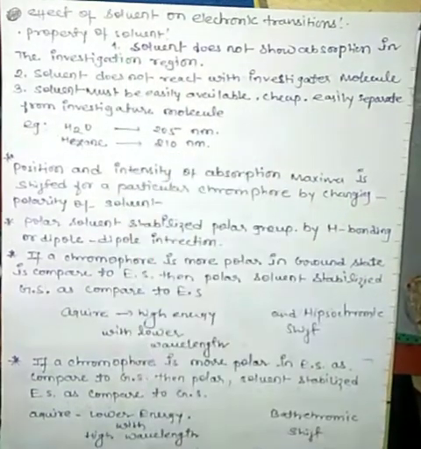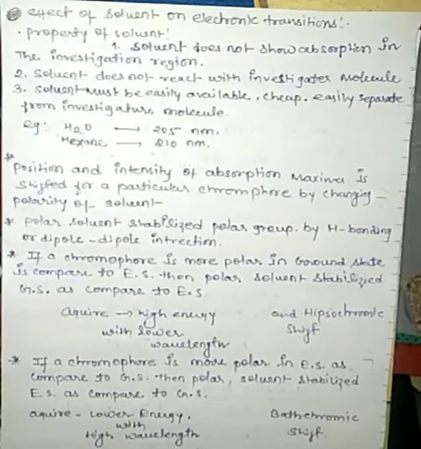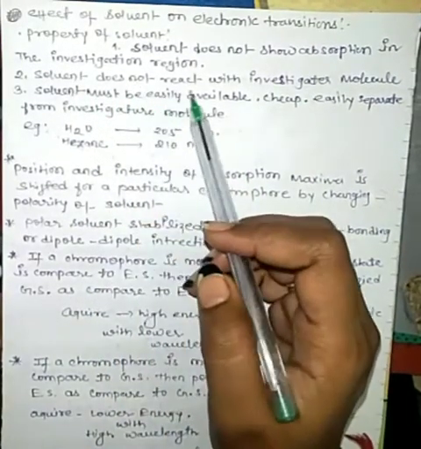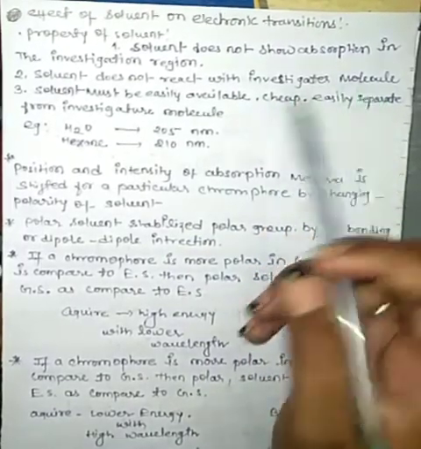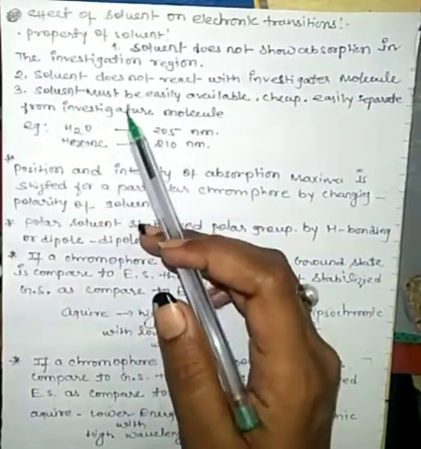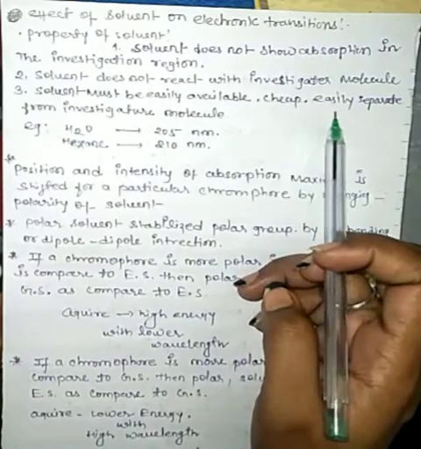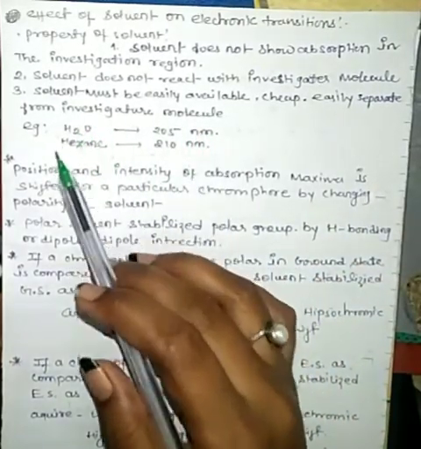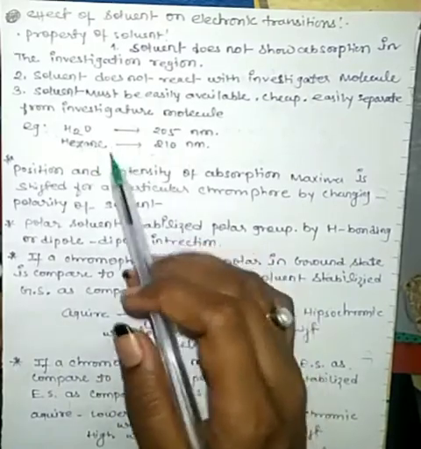First point is solvent does not show absorption in the investigation region. Second point is solvent does not react with the investigator molecule. Third point is solvent must be easily available, cheap, and easily separable from the investigator molecule. For example, water and hexane.